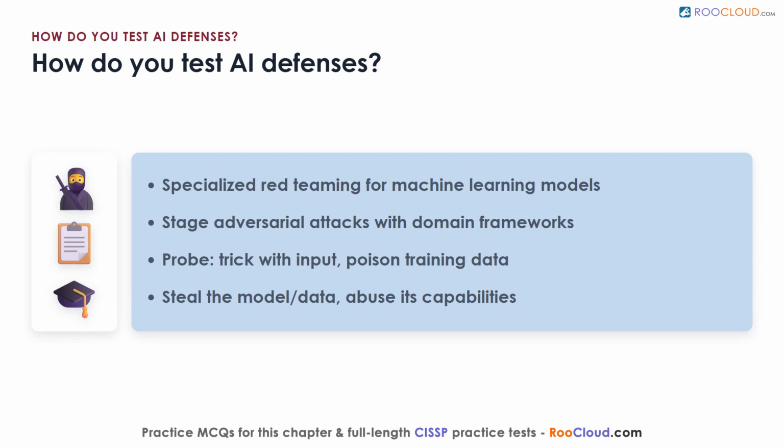They probe for tricking a model with crafted input, poisoning its training data, stealing the model or the data behind it, and abusing its capabilities for harm. A model can be fooled in ways a server never could, so it earns its own kind of stress test.